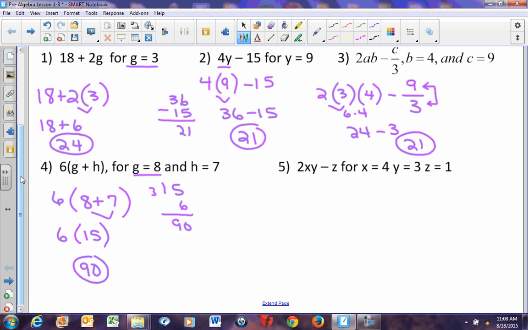Number 5, 2xy minus z for x equaling 4, y equaling 3, and z equaling 1. So I'm going to have 2 times x, which is 4, times y, which is 3, minus z, which is 1. So, order of operations says to multiply first. 2 times 4 is 8, times 3 is 24, minus 1, which is 23. And there I have it. Box or circle your final answer. Show your work neatly, work vertically, and of course, box or circle your final answer.